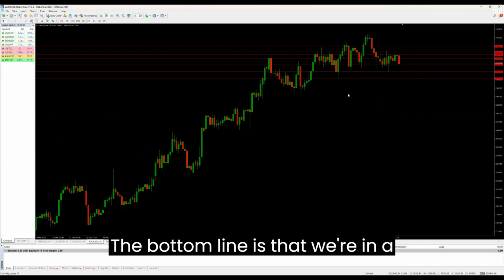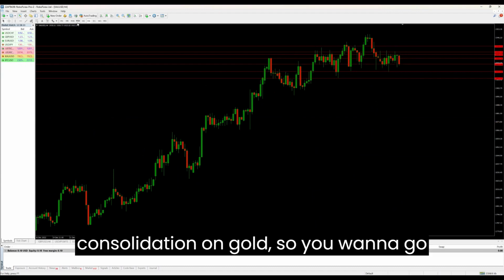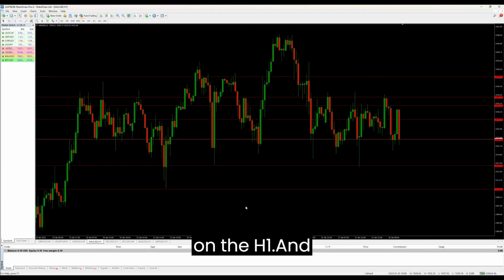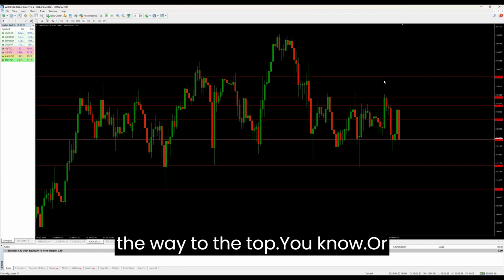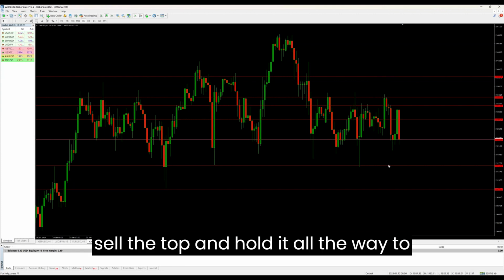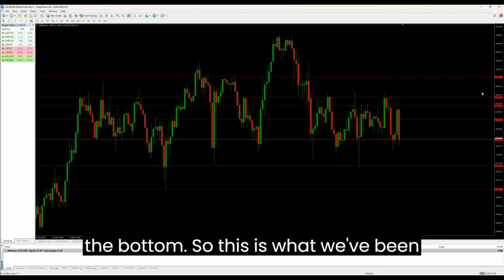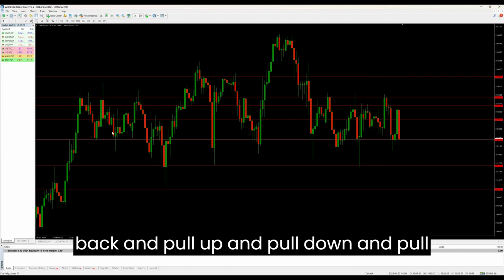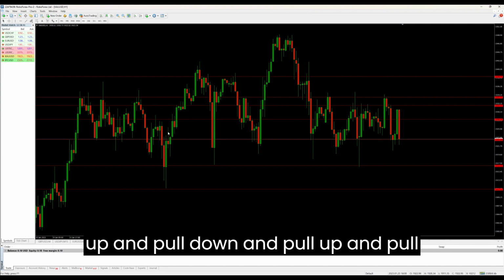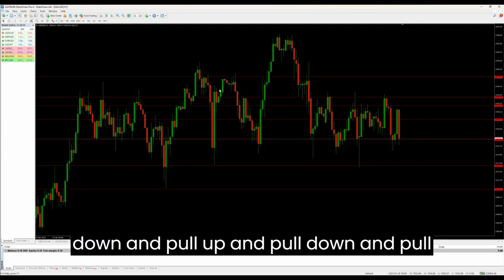The bottom line is that we're in a consolidation on gold. So you want to go on the H1 and look to buy the bottom and hold it all the way to the top, or sell the top and hold it all the way to the bottom. So this is what we've been seeing. We've seen price pull back and pull up and pull down and pull up, over and over.